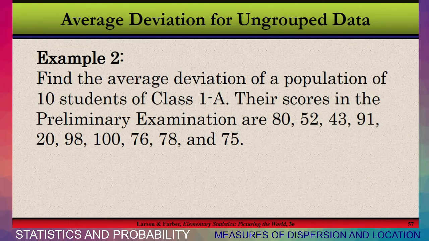So example number 2. Find the average deviation of a population of 10 students of class 1A. Their scores in the preliminary examination are the following: 80, 52, 43, 91, 20, 98, 100, 76, 78, and 75. So revise lang natin yung ating board. Okay, sunod lang natin yung data natin sa ating table. Okay?